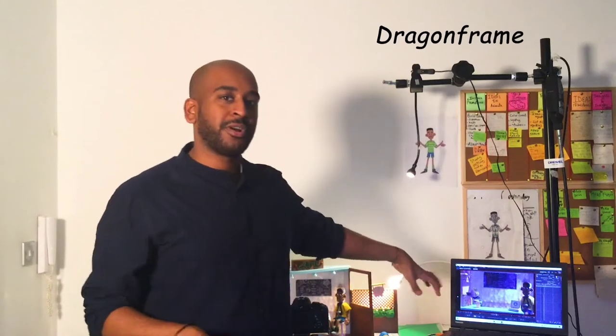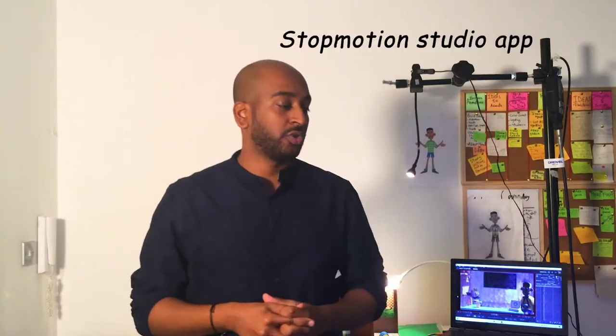So for the tools that I use, I start with the Dragon Frame software, where we take a photo and then move the object, and then we compare the movement with the previous photo, the photo that we're about to take with the previous photo that we took. We use that on the laptop, or we use the Stop Motion Studio app for the mobile or the iPad.